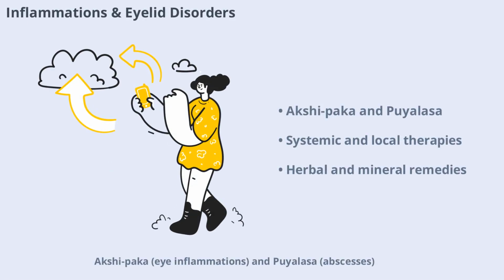Akshipaka, eye inflammations, and puyalasa, abscesses, are managed with a combination of lubrication, fomentation, bloodletting, washes, and specialized collyriums. For eyelid disorders like praklinavartma and aklinavartma, systemic cleansing is followed by local applications of herbal compounds and fumigation. Each step is carefully designed to address both the root cause and the presenting symptoms.